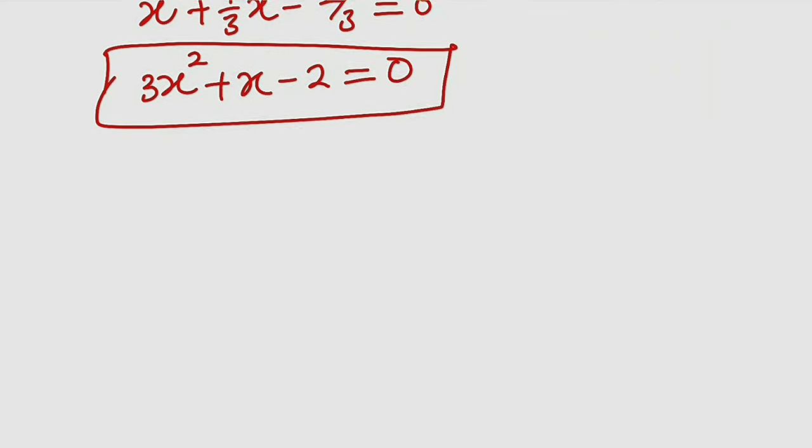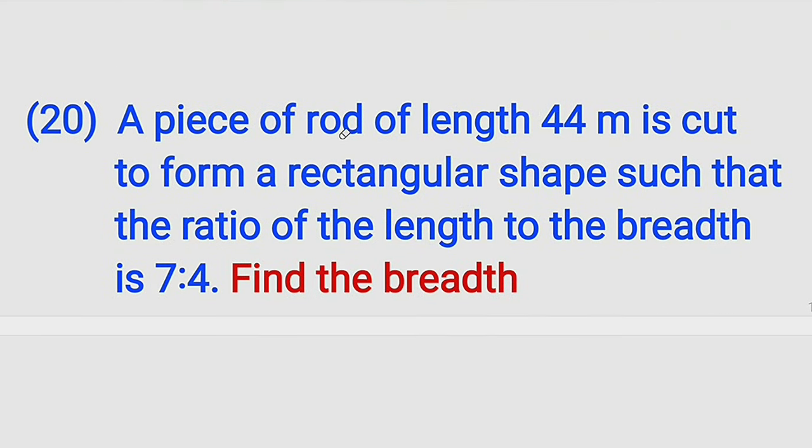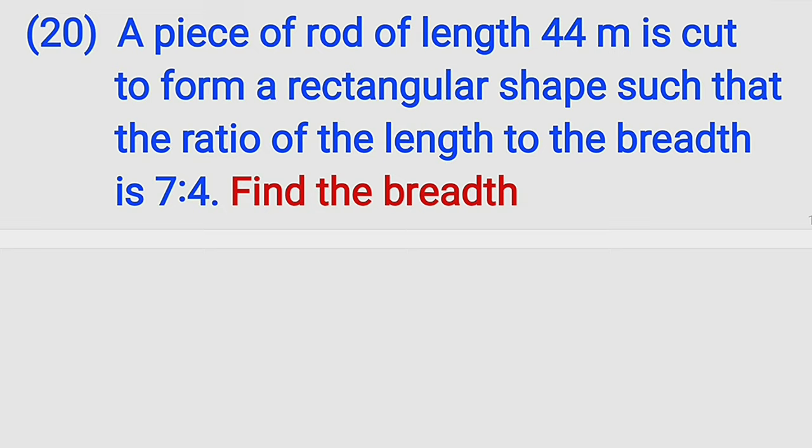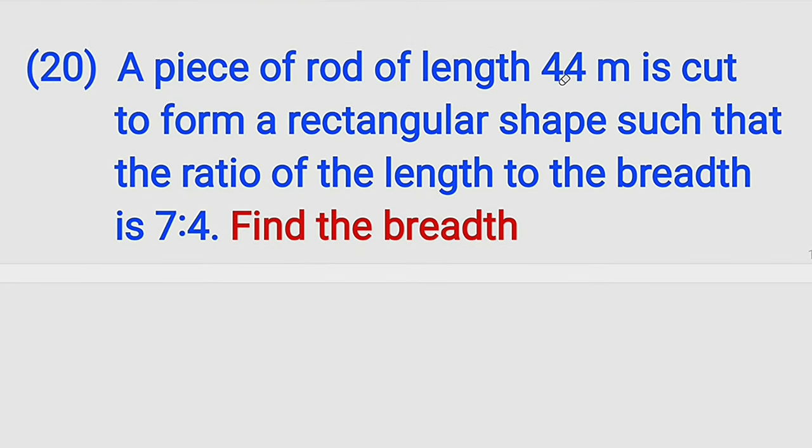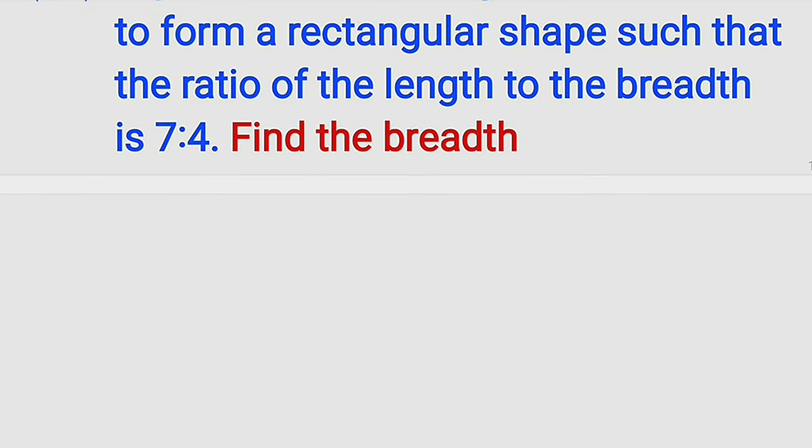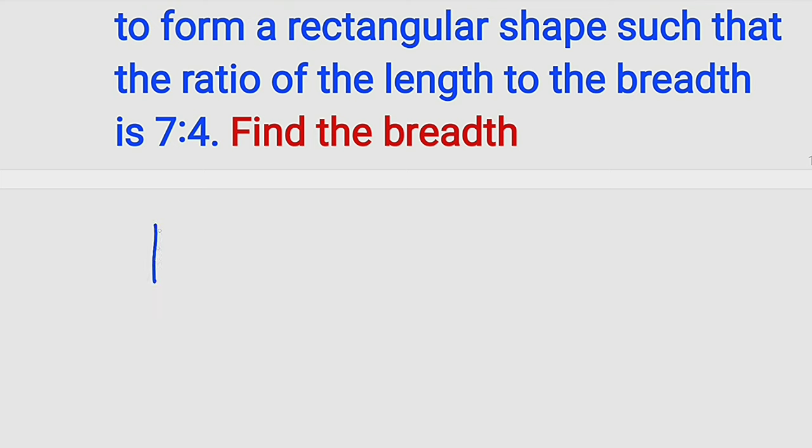Now, question number 20. A piece of road of length 44 meters is cut to form a rectangular shape such that the ratio of the length to the breadth is 7:4. We are asked to find the value of the breadth. All right, you should know that this 44 will stand for what? The perimeter of that rectangle. So the road is bent to form a rectangular shape. This is the length and this is the breadth. But we are given a ratio here, 7:4.